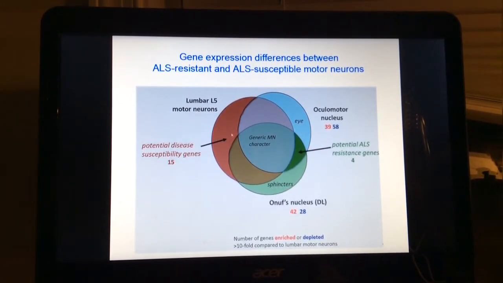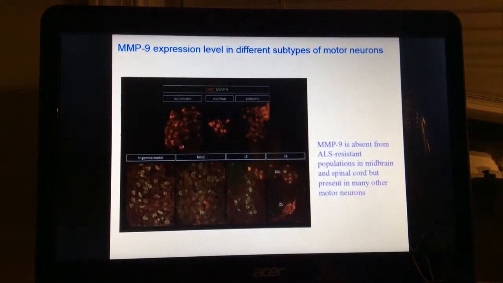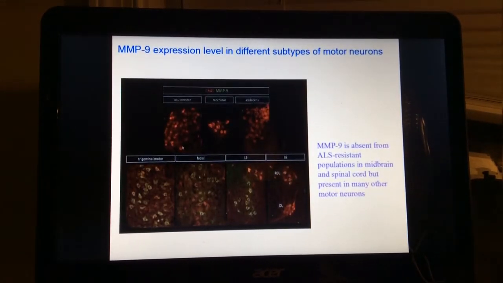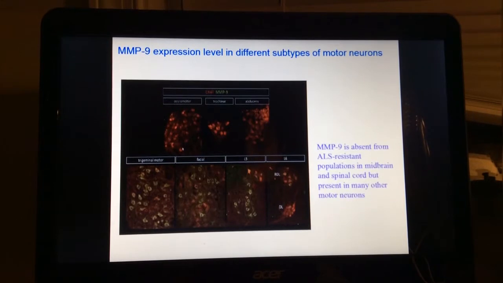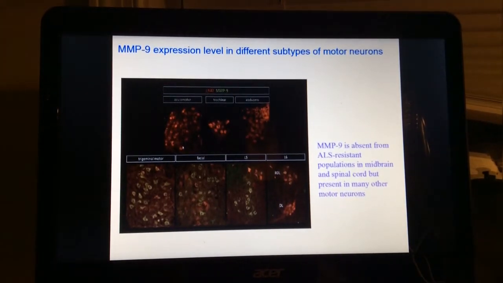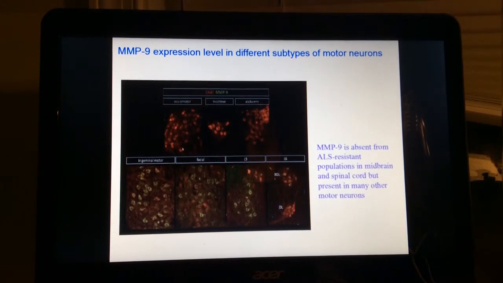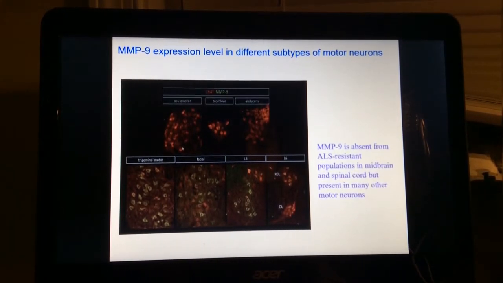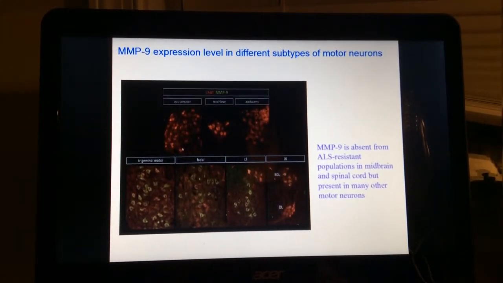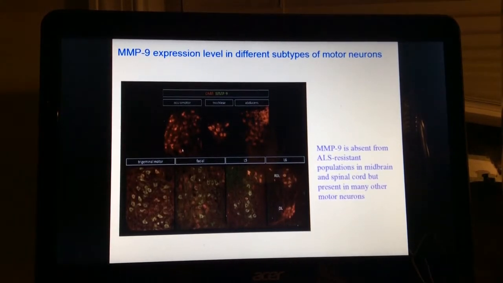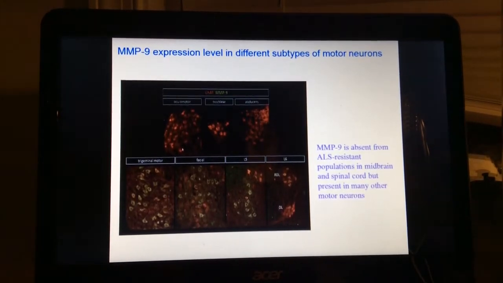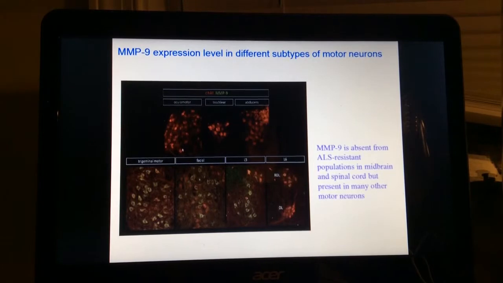Within these genes, the author used MMP9, matrix metalloprotease 9. It's a potential disease susceptibility gene. She used MMP9 knockout mice to examine the MMP9 expression level in different motor neurons by microarray.